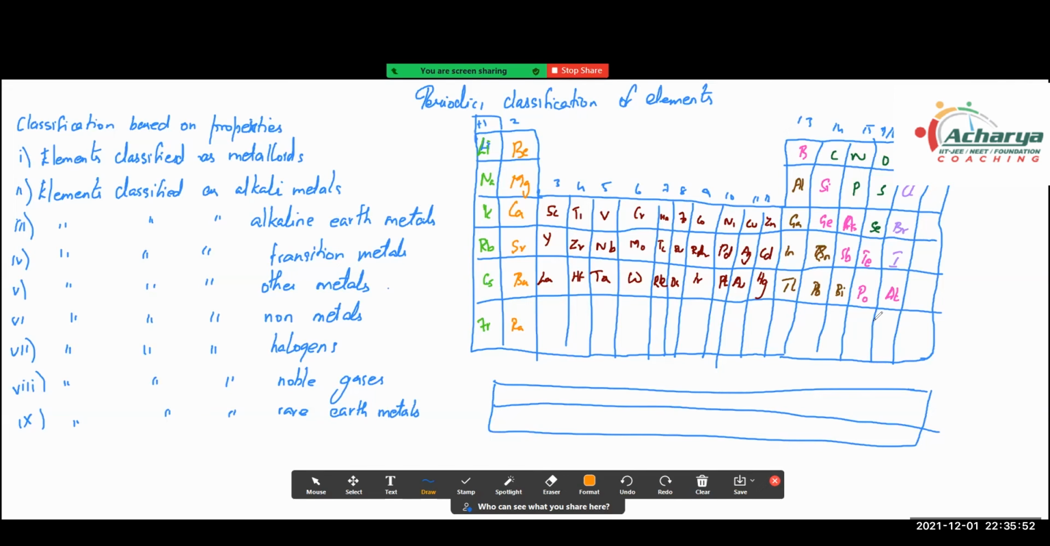Moving on to the noble gases. They are generally called noble gases. They are in group zero because they have a complete, filled electronic configuration. The elements present in this particular group are helium, neon, argon, krypton, xenon, and radon.